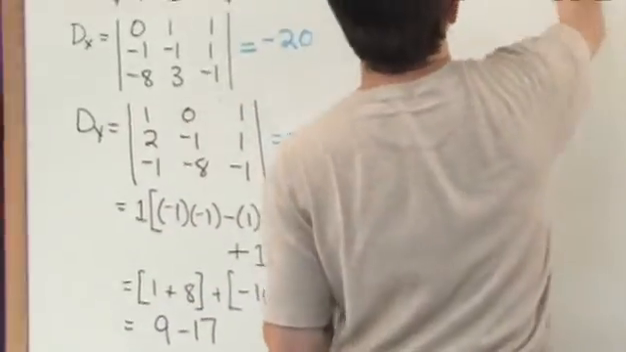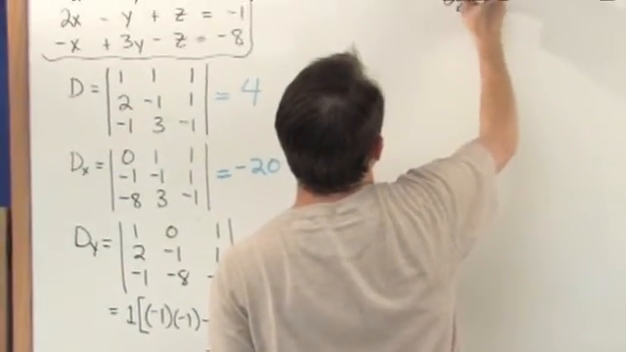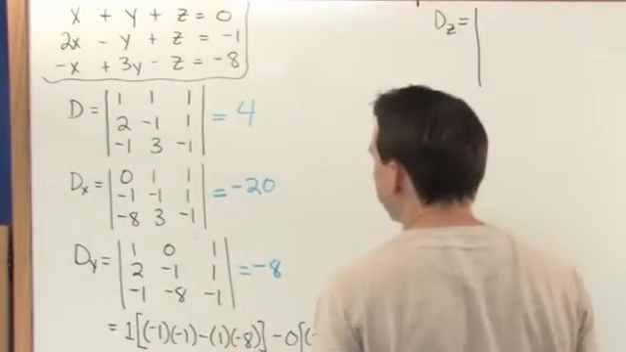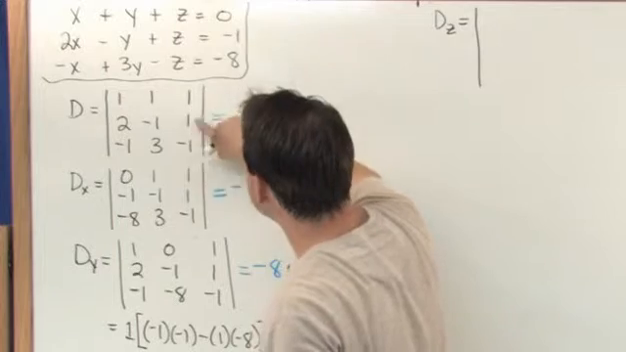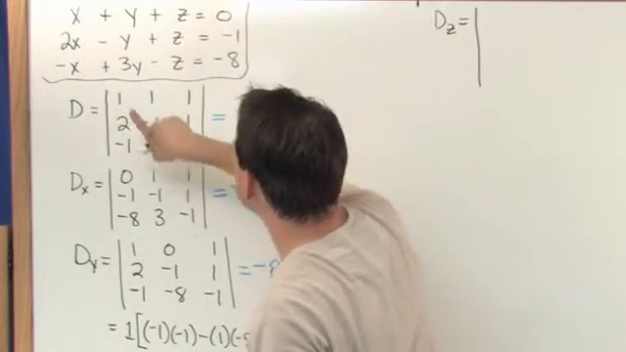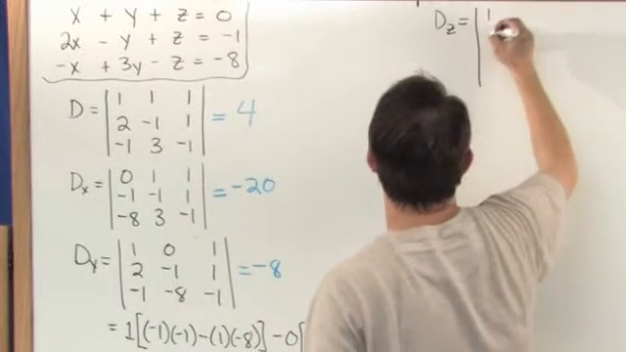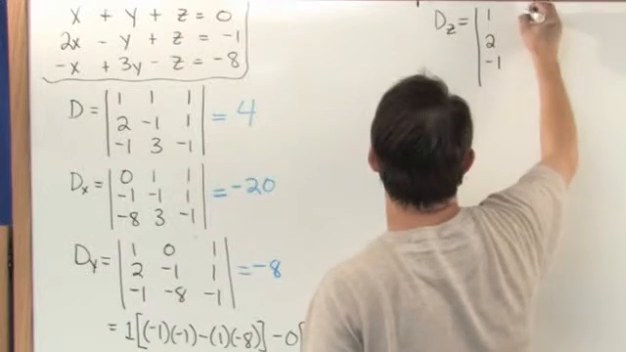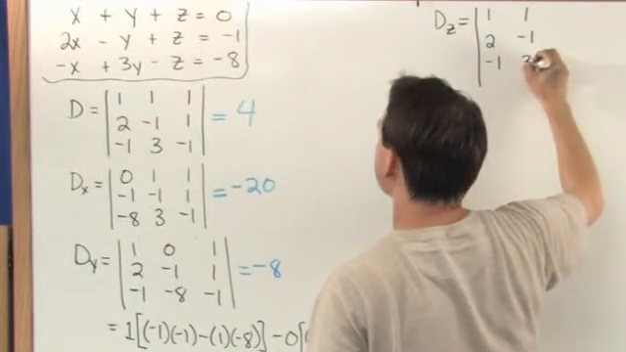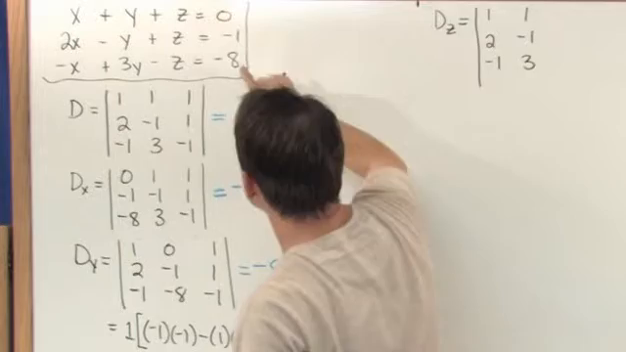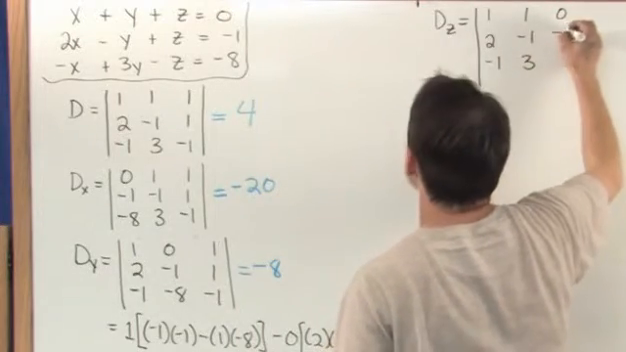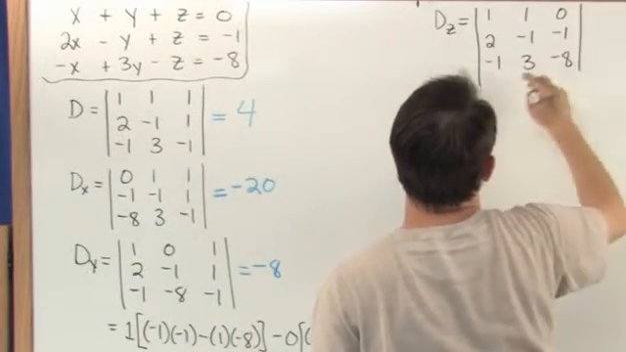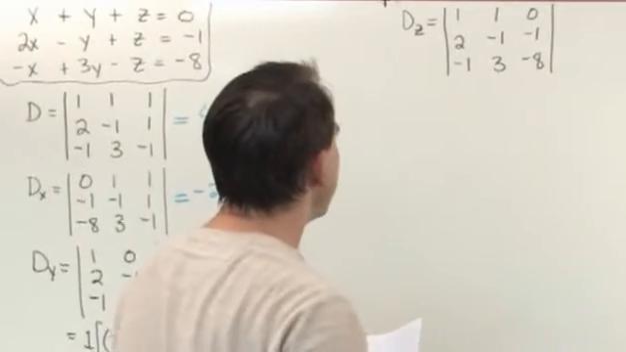Okay, so d sub z is going to basically be the determinant of my coefficient matrix from over here, but with this guy replaced by this over here. So let's go ahead and write it down. You're going to have 1, 2, negative 1, 1, negative 1, 3, and then replacing this by this over here, you have 0, negative 1, negative 8. Okay? And we want to calculate that determinant.